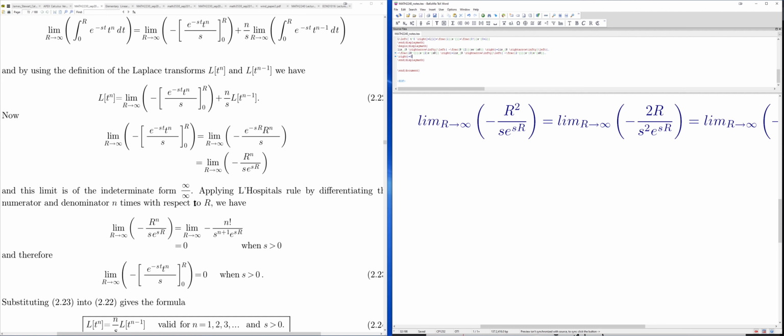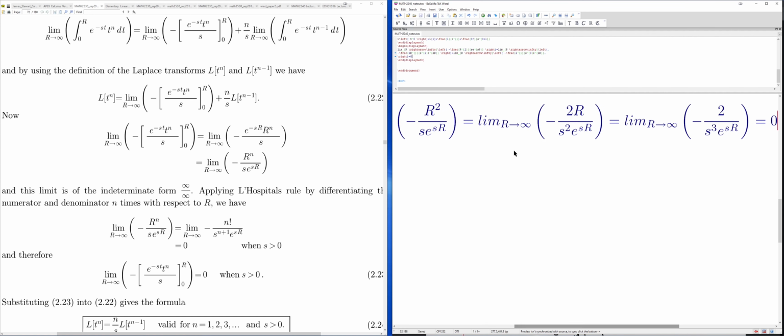But once you have something of the form infinity over infinity, what you could do is use something called L'Hopital's rule, which means that you're going to differentiate the top and you're going to differentiate the bottom. You're not using the quotient rule, you're just differentiating top and bottom separately. If you differentiate the r squared, you're going to get 2r. And when you differentiate this e to the sr with respect to r, an extra s comes out. So r squared will differentiate to 2r, and then the bottom will differentiate to s squared e to the sr. Now, you want to evaluate this limit again.